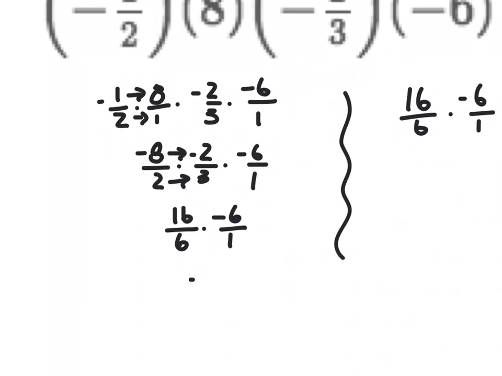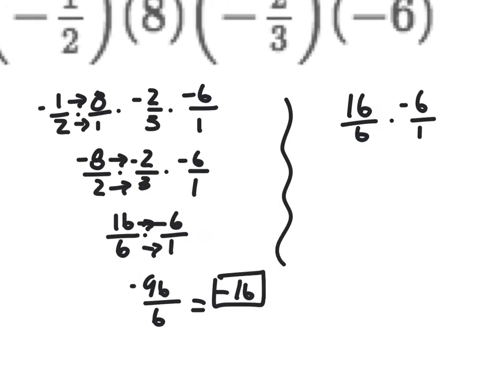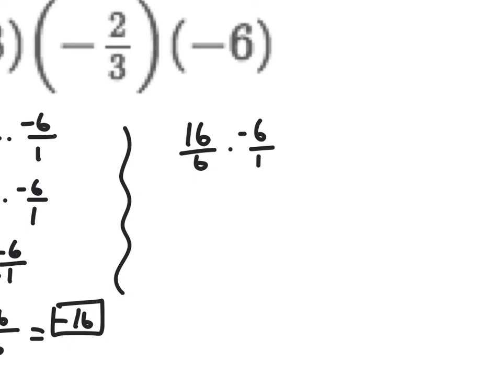And so negative 96, and then 6 times 1 is just going to give me 6. Now, if I take negative 96 and divide that by 6, that's going to give me 16, and so this becomes negative 16. Now the other thing I can do is notice that I have a 6 over a 6, and it's going across like this.